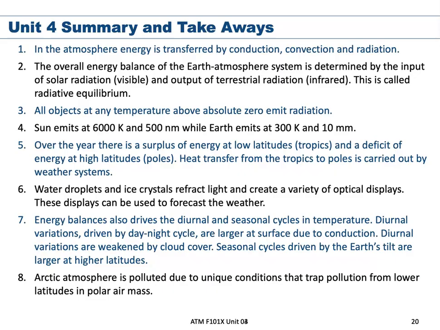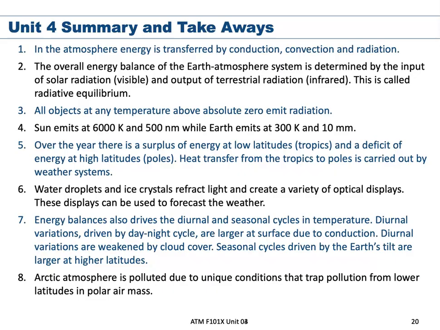1. In the atmosphere, energy is transferred by conduction, convection, and radiation. 2. The overall energy balance of the Earth-atmosphere system is determined by the input of solar radiation in the visible and the output of terrestrial radiation in the infrared. This is called radiative equilibrium. 3. All objects at any temperature above absolute zero emit radiation.